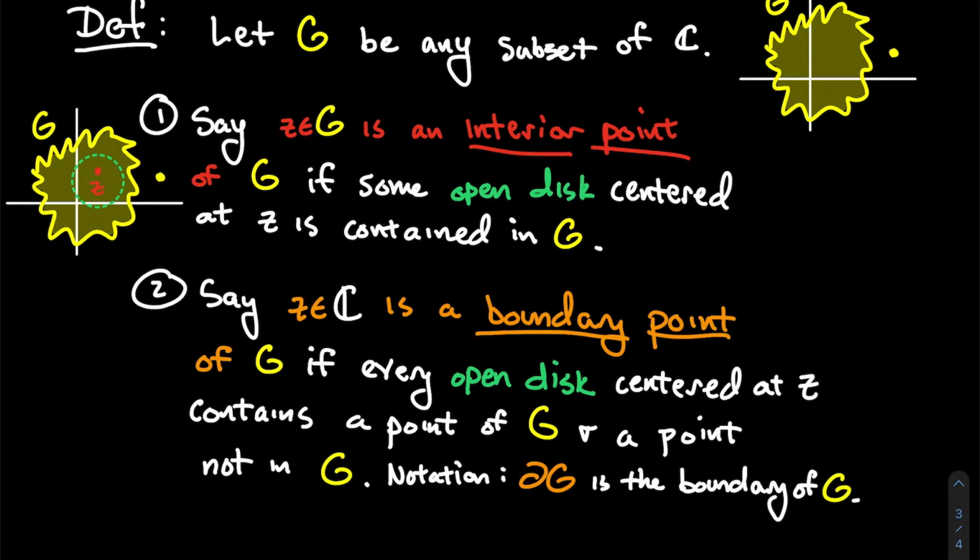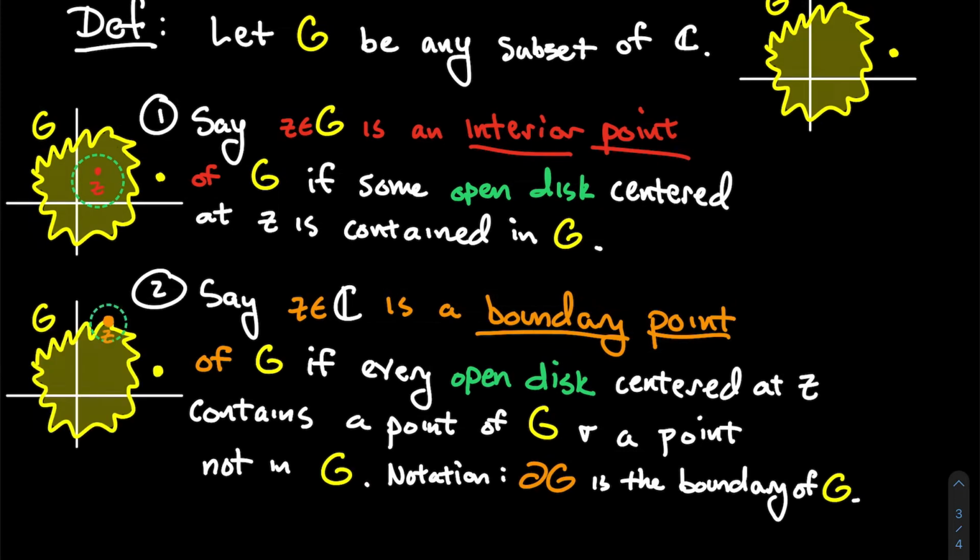Number two, we're going to say a complex number. Notice how I'm not saying that Z is in G. I'm saying Z is in the complex numbers. We're going to say that it's a boundary point of G if every single open disk centered at Z has a point of G and a point that's not in G. And here's some notation. This partial D, it looks like a partial derivative. I'll just say partial D. So partial D G, that's the notation for the boundary of G.